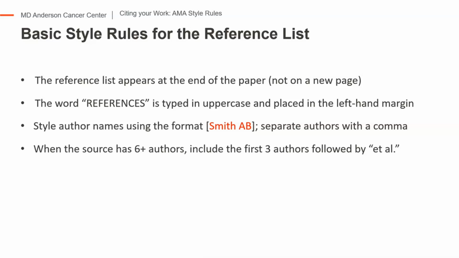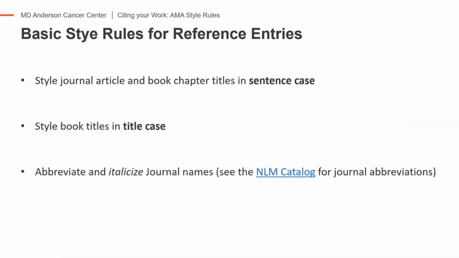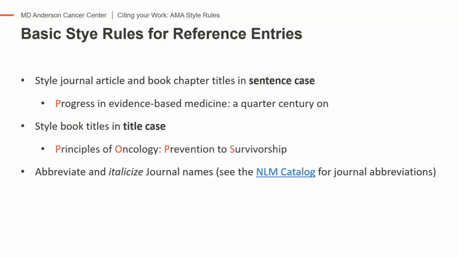When there are 6 or more authors for a source, only the first 3 authors are listed, followed by et al., which indicates others. Journal article and book chapter titles should be typed in sentence case. Book titles in title case. And journal names should be abbreviated and italicized. You can use the National Library of Medicine's catalog of journals for journal abbreviations.